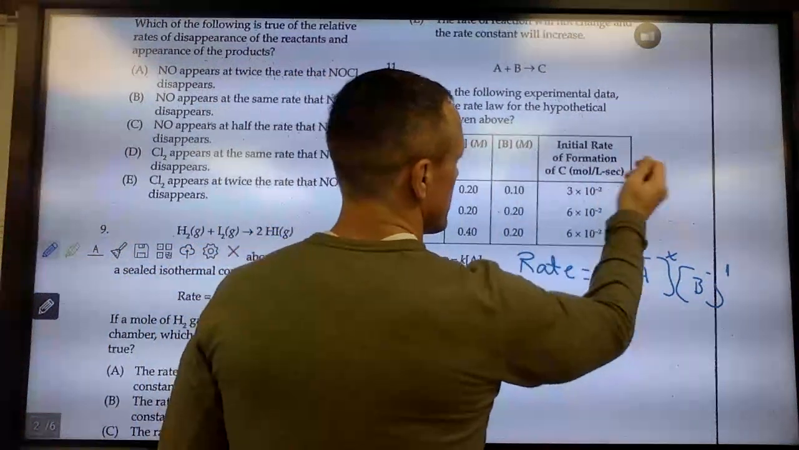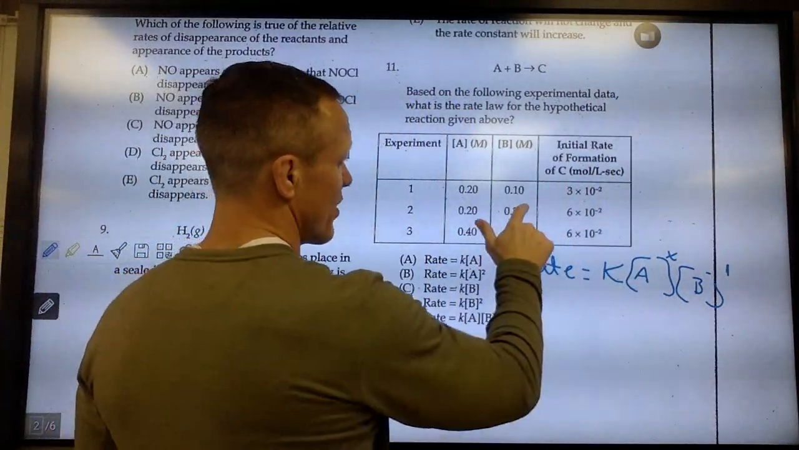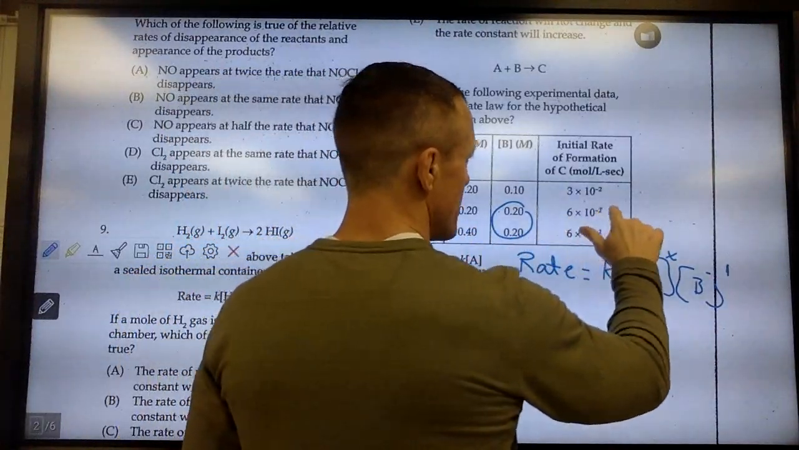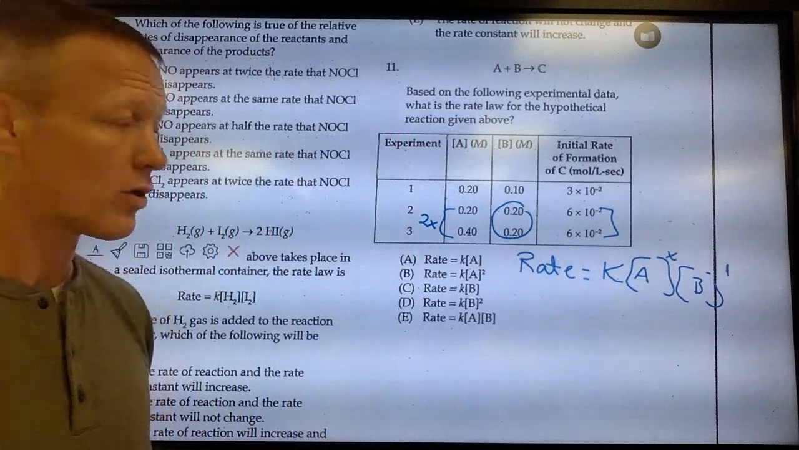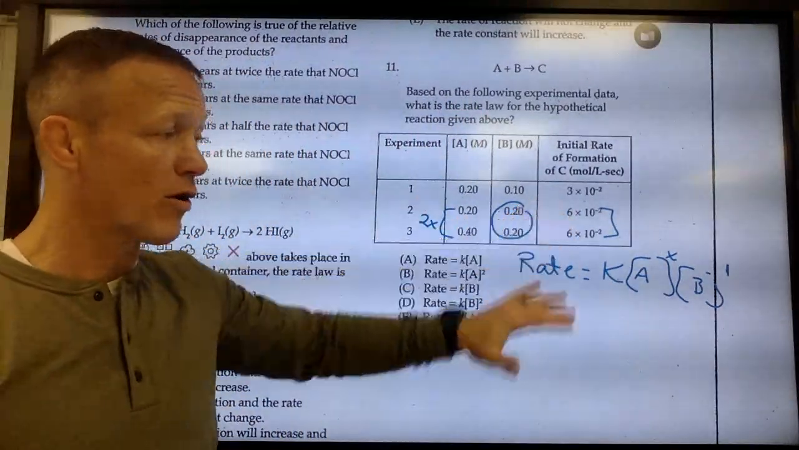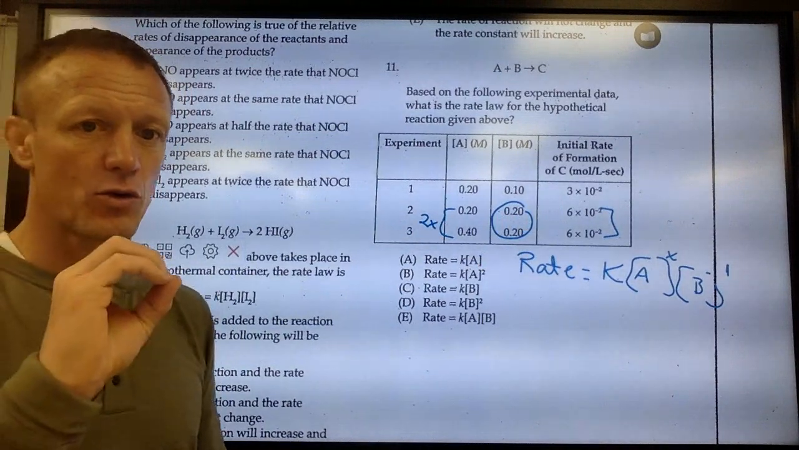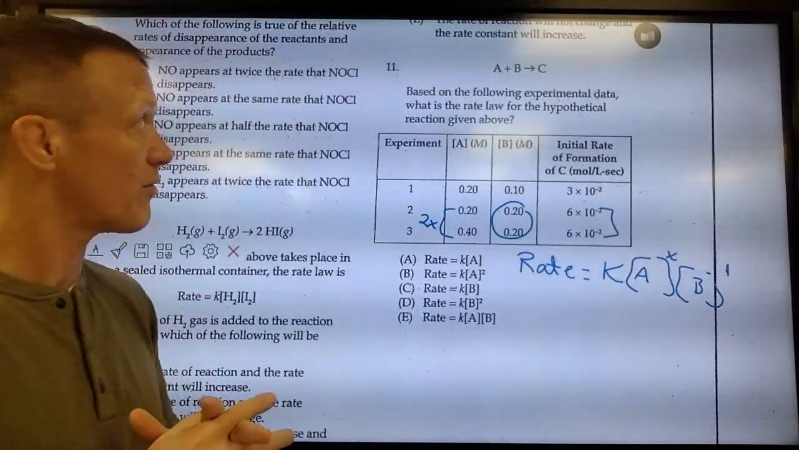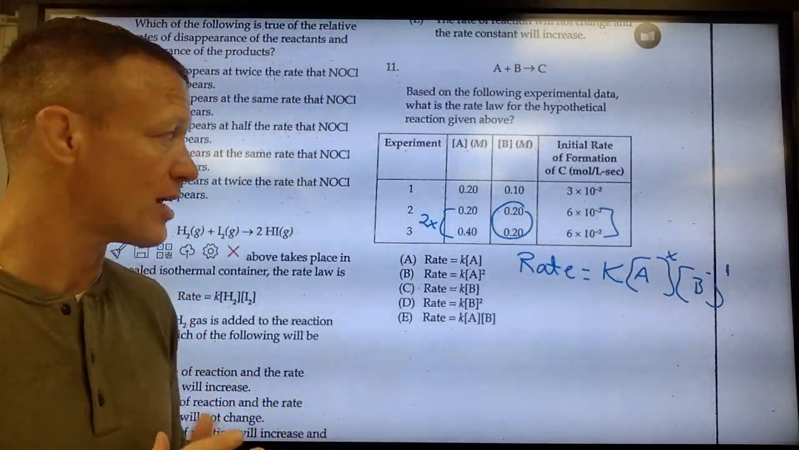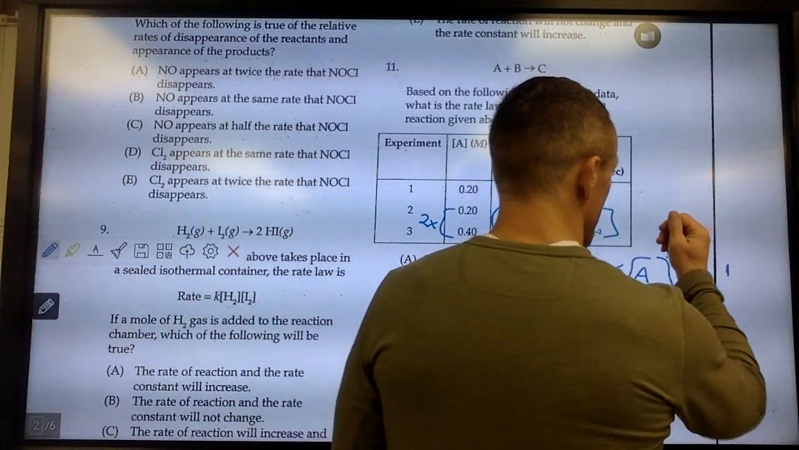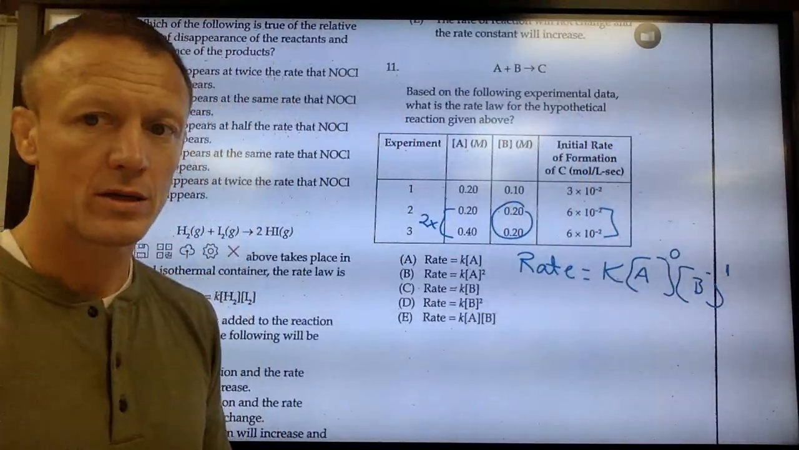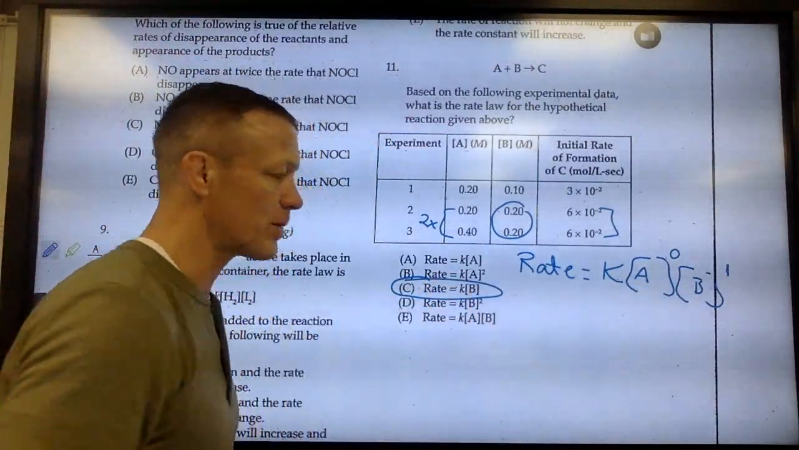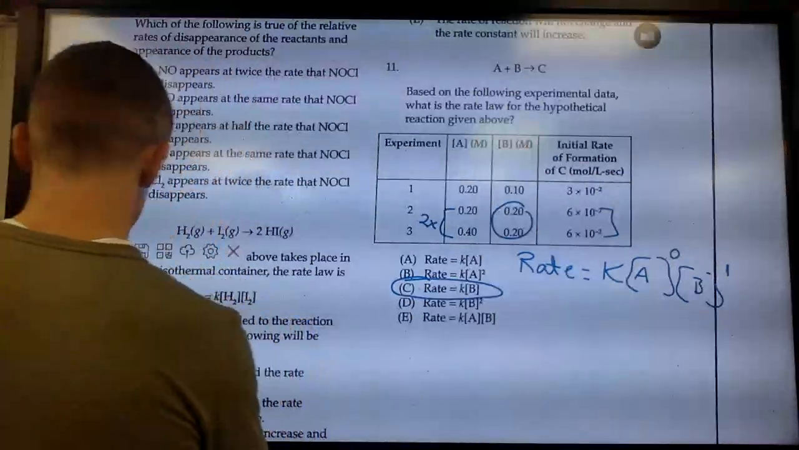Okay, now let's figure out the order with regards to A. Again, we find a trial where B's not changing, A is doubling, and our rate did not change. So doubling the concentration of A has no effect on the rate. That means that A is 0 order. It doesn't matter if you start with 100 molar or 0.5 molar, as long as you have some A there for the reaction to go. It doesn't affect how fast the reaction happens. So that is called 0 order. Remember, anything to the 0 power is just 1. So essentially, rate equals K times the concentration of B to the first power. Okay, let me do one more of those.